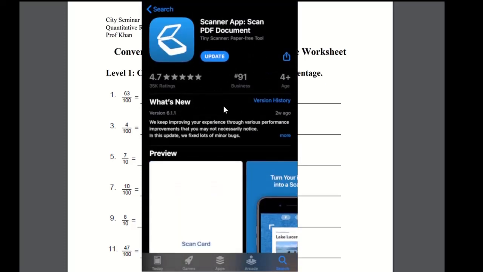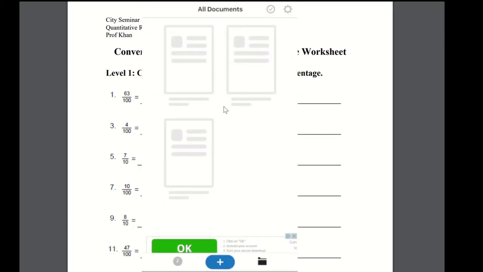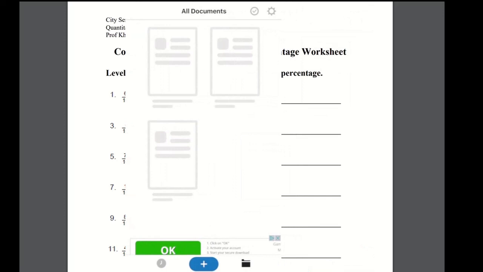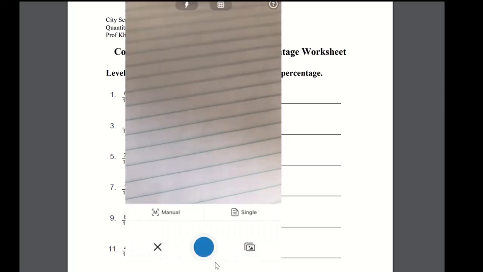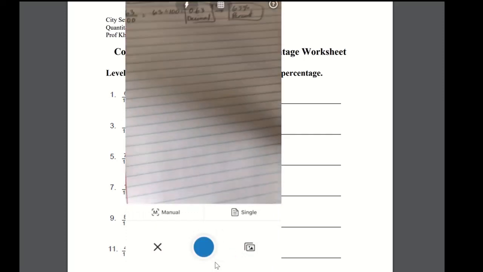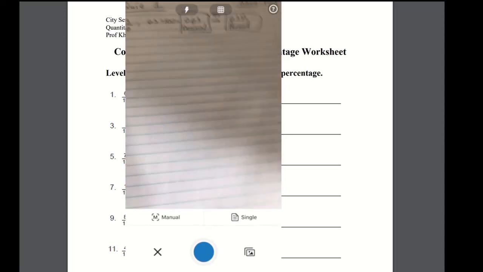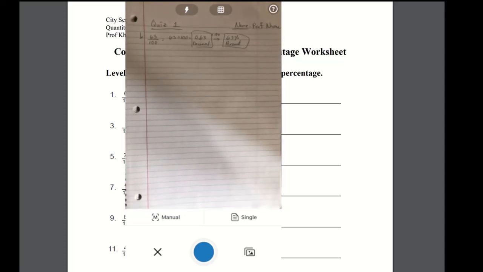So when you download it, this is what you get. Here's the app. The app's open. What's this? Oh, okay, that was in the back. Now you click on this plus right here, and it asks you, do you want to access your camera or a document you already have on your phone? I just click camera. So here's my notebook. What I'm going to do is take a picture of my notebook.